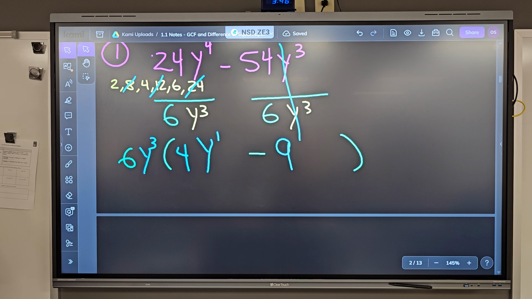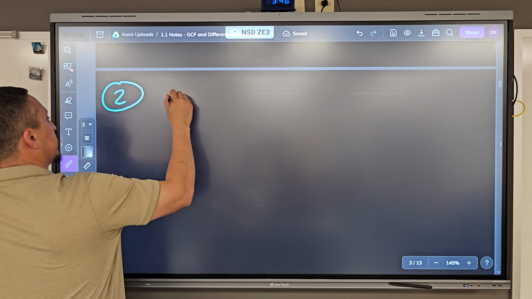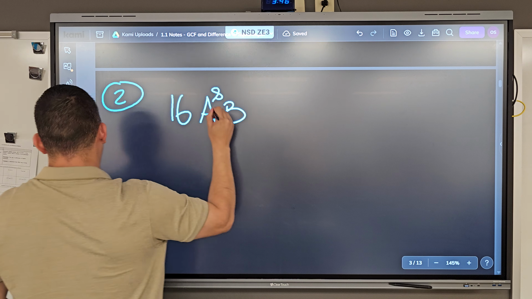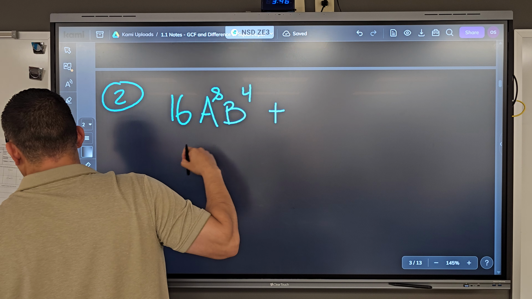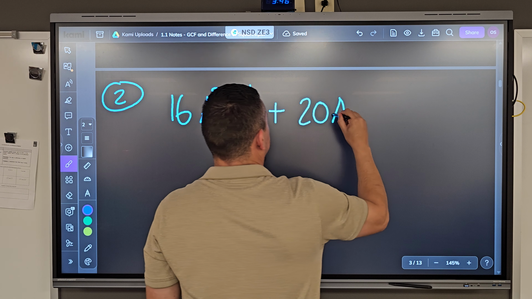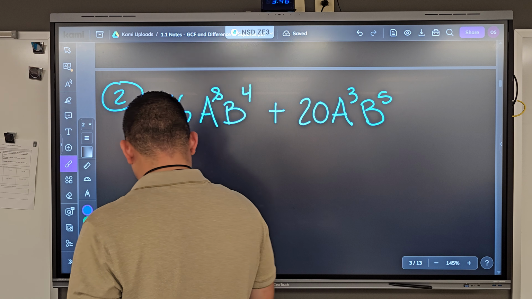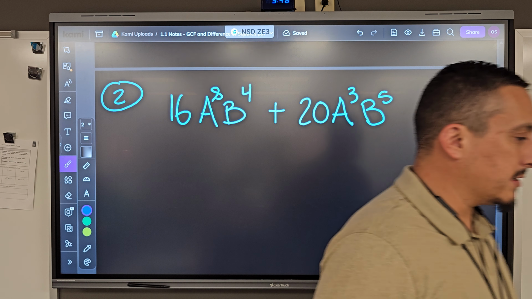Okay. We're just putting what we did yesterday into one problem. Questions so far, guys? Okay, I went through that one. Now let me give you one for you to do. So number 2. Let's try 16a to the 8th b to the 4th plus 20a cubed b to the 5th. Okay, we're going to do about 2 to 3 minutes, 2.5 minutes.